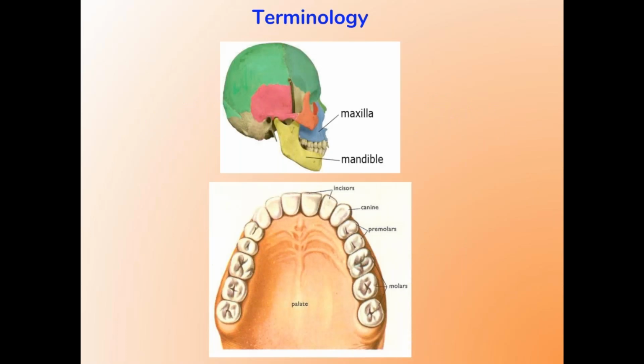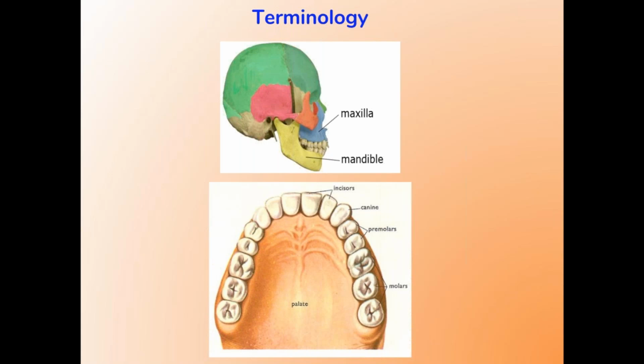So first, to review a little bit of terminology, the upper jaw is called the maxilla, and the lower jaw is called the mandible. So when we talk about the upper teeth, we call them the maxillary teeth. Those are the upper teeth. And the lower teeth, the technical term for them is the mandibular teeth.